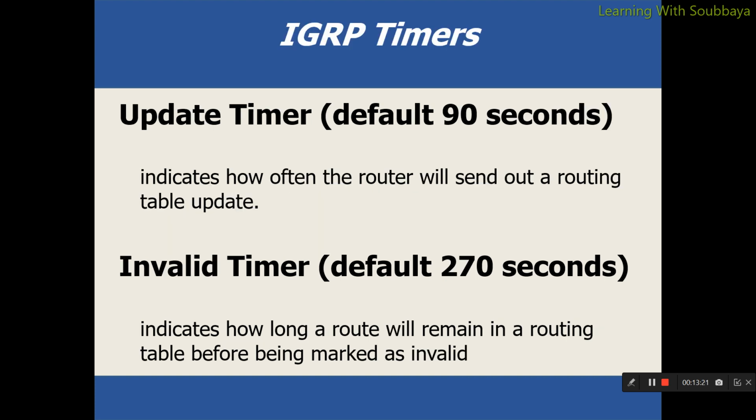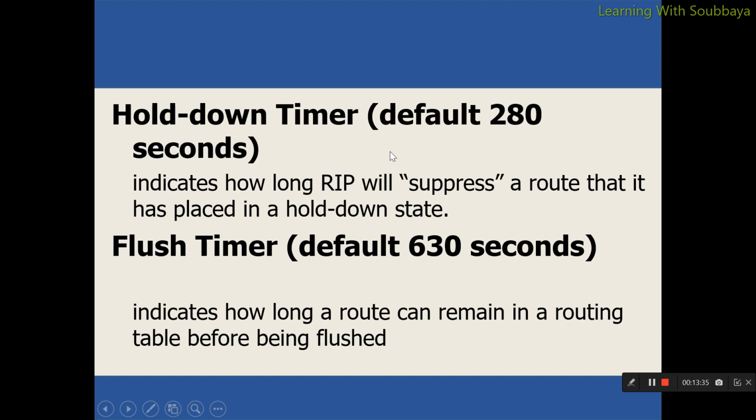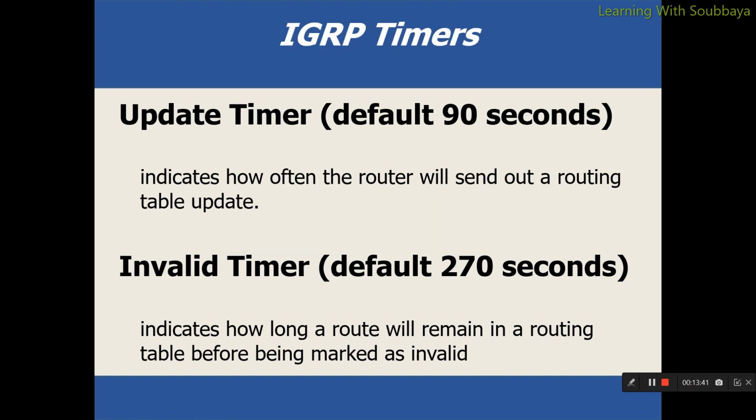But here it's 90. Update timer is 90 here. In RIP, the invalid timer is 180, hold on timer 180, and flush timer 240 seconds. Here everything has been changed. So update timer is 90 seconds, invalid timer 270 seconds, hold on timer 280 seconds, flush timer 630 seconds. These are the timers available in the IGRP protocol.